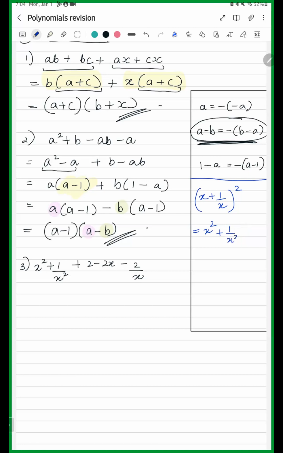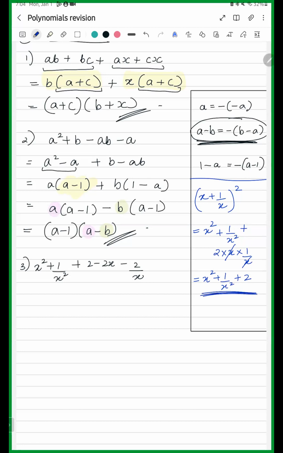And this becomes x square plus 2ab. 2 into a is x, b is 1 by x. So x and 1 by x get cancelled. So we are left with x square plus 1 by x square plus 2. So always remember, x plus 1 by x whole square ka answer is this.